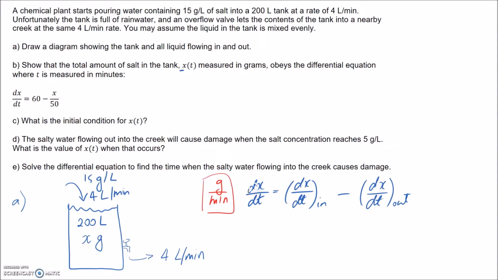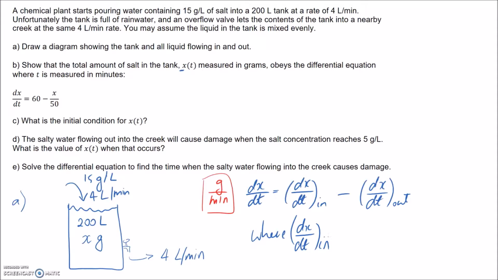So dx/dt is in the equation, so we don't really need to do anything with that. So what I'm going to look at next, though, is if we can get an expression for the rate of salt amount going into the tank with respect to time. So dx/dt in.